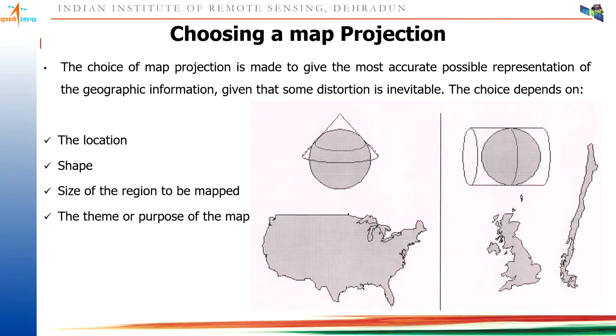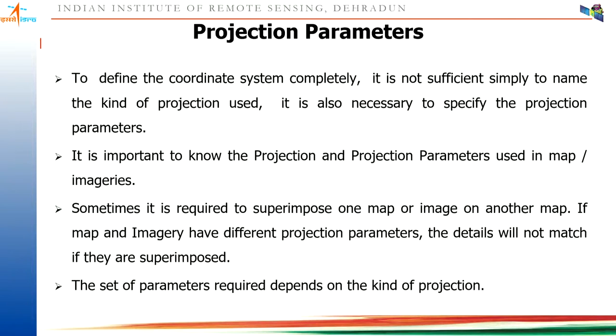Choosing a map projection, as I told you, depends on our requirement. For a large east-west expanse like the USA map, the LCC map projection will be more useful, and cylindrical map projections will be more useful for the UK. So it depends on the location, shape, size of the region, and the theme and purpose of the map when selecting a map projection. When we are defining a map projection, we need to define projection parameters as well. To define the coordinate system completely, it is not sufficient simply to name the kind of projection used. It is also necessary to specify the projection parameters.